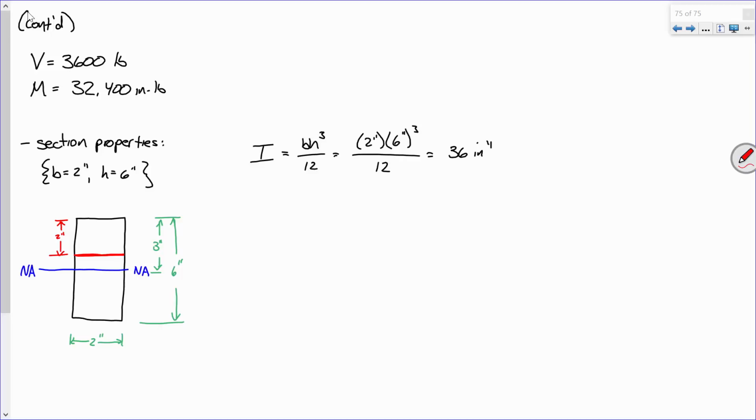Sound good? Now, the first thing I want to determine or look at is bending stress. What does bending stress look like? Was it something like this? Something like that? Now help me out. That's the neutral axis, right? And right about here, that's the section that we're looking at. So my question to you is, what is y? Sigma equals My over I, right? What's y?